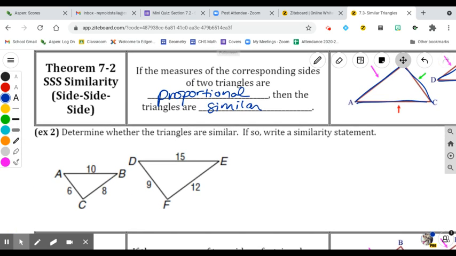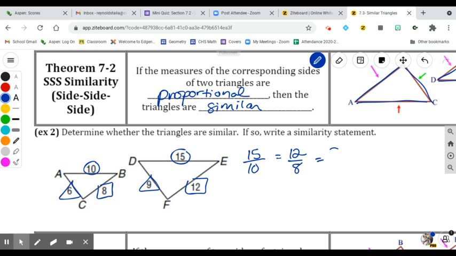Now, when you're matching up the sides with an example like this, we don't have the angles given to us. So you have to make sure you're matching them up properly. For something like this example, it's kind of easy because they're facing the same way. But as a rule of thumb, the biggest one in one triangle will match with the biggest one in the other triangle. So 15 would go with 10. The next biggest one in DEF was 12. So that would go with the next biggest one in ABC, which is 8. And then lastly, 9 would go with 6, the two smallest ones.